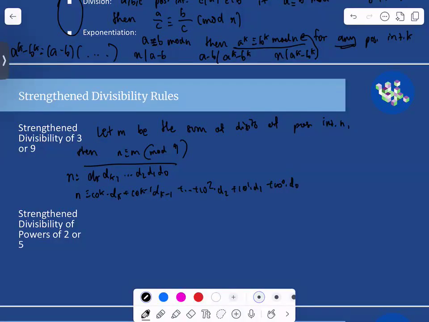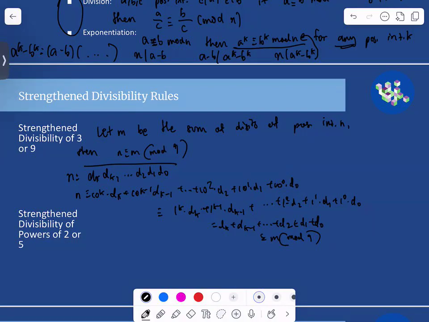And then what this shows you is that this number N, if you take it mod 9, you're just going to get 1 to the k times d_k plus 1 to the k minus 1 times d_{k-1} plus so on. Your last few terms will be like this, which is congruent to essentially the sum of the digits. So what this shows is that any positive integer is congruent to the sum of its digits mod 9.